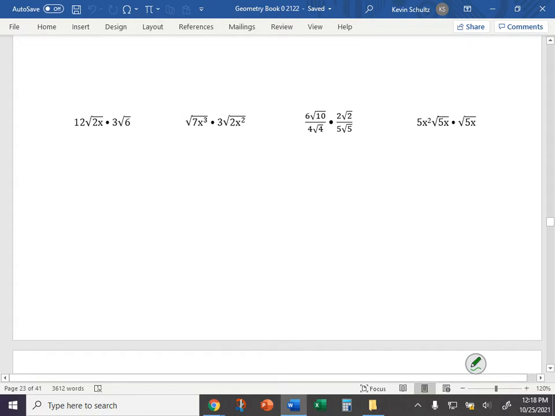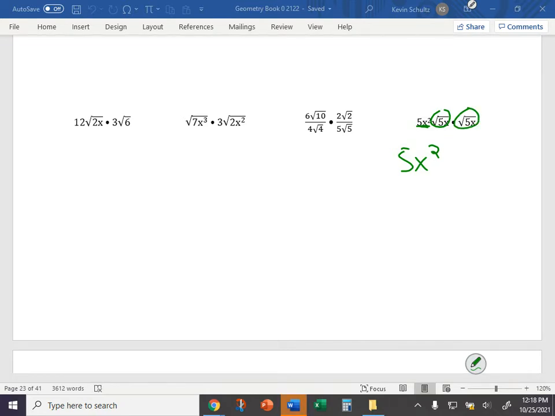The last one. 5x squared root 5x times root 5x. Our second radical expression here doesn't have a coefficient, so that 5x squared, nothing to multiply with, is going to remain 5x squared. And then root 5x times root 5x, what does that give us? 5x. Ultimately, yes. After we realize that I'm not such a monster after all, right? Because under the root, what do we get? 25x squared.